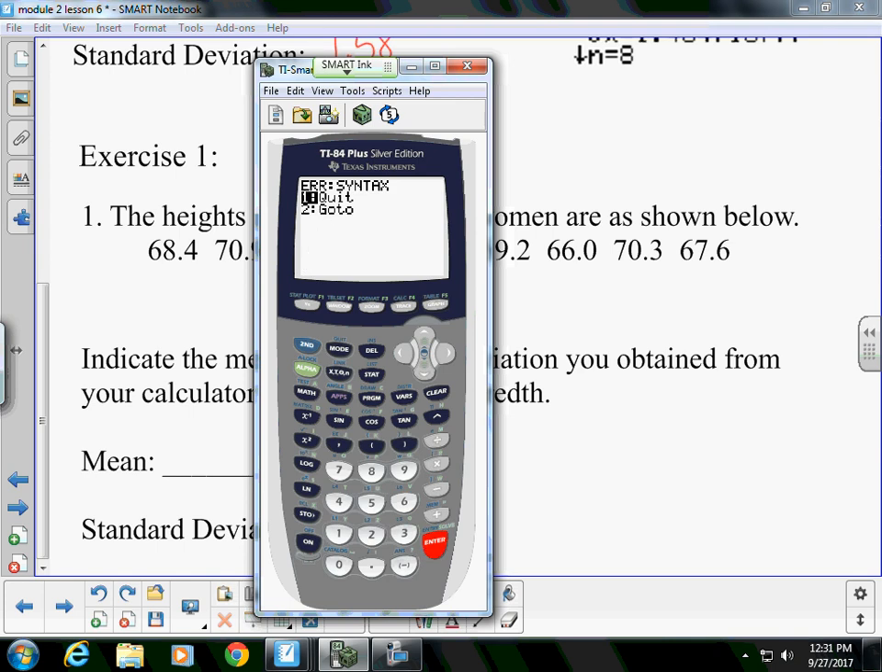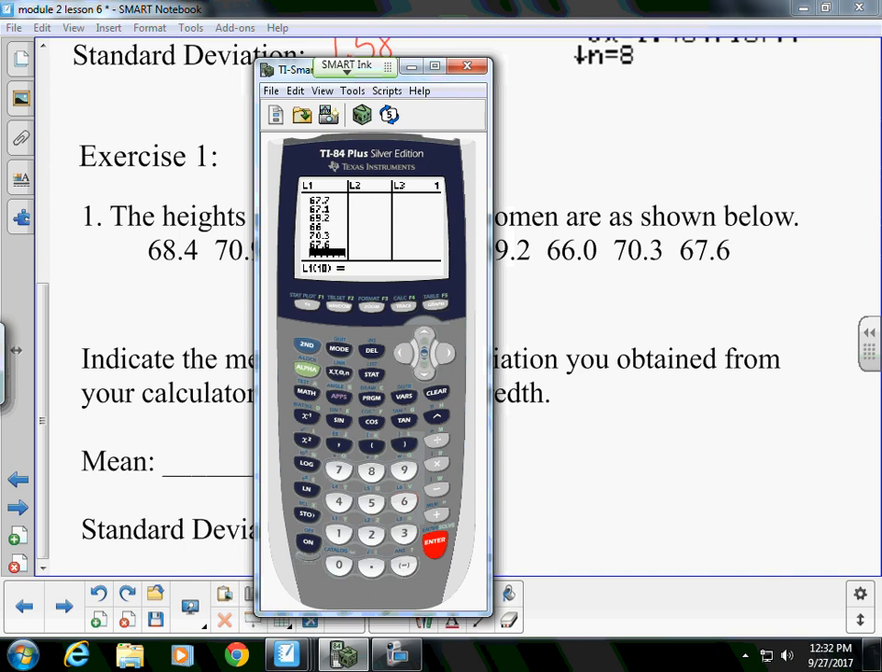Oops. If you ever get an error like this and it says quit or go to, option number 2, you want to choose option number 2, and it's going to go to what the calculator did not understand that you entered. Oh, look at that. I tried entering a number that has 2 decimals. I must not have put enter in between my 2 numbers. So I'm going to clear this out and start again. It was after my 66 I made a mistake. So 70.3, enter. And 67.6, enter. Okay, so I entered 9 numbers in.